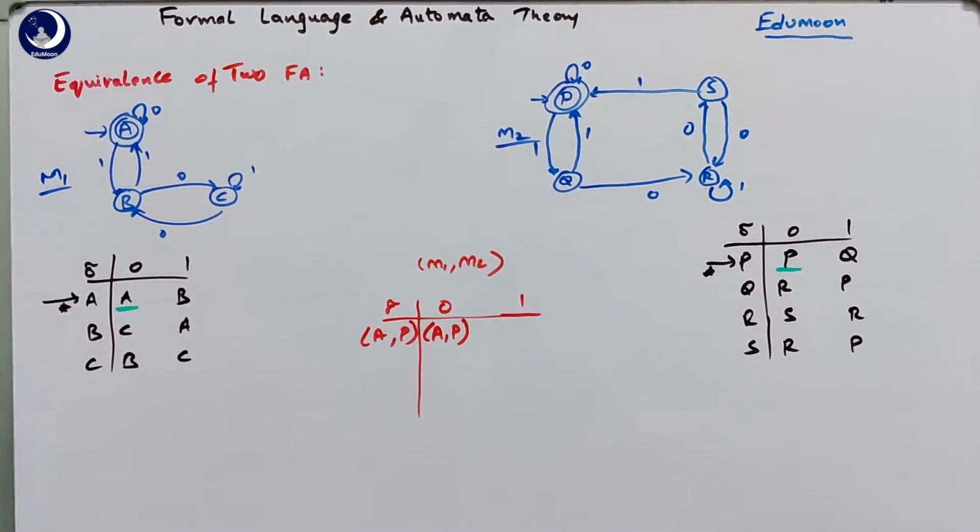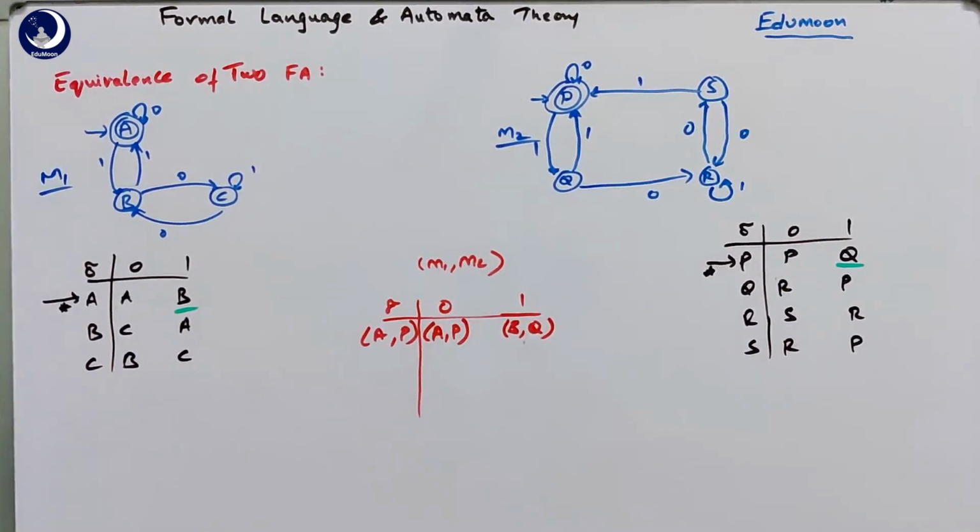Then we check the transition for 1, that is, A on 1 and P on 1. It gives the states B and Q from the table. So A and P on 1 goes to B and Q. That is a new pair we have generated. So from the table, we can check that A and P is the first pair, and the second pair we got is B and Q.